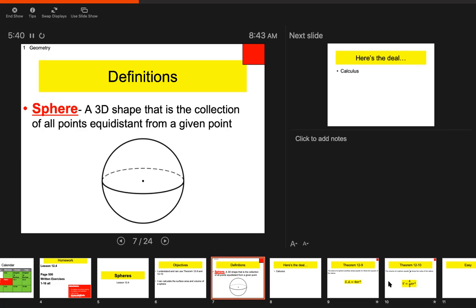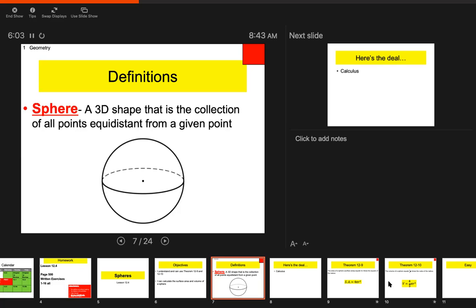Now, I just always want to point out, the sphere is not the center. Anything in the center of the sphere is not part of it. It's just the outside. So it's not all the points from the outside to the inside. It is just the points on the outside. That's what defines a sphere.